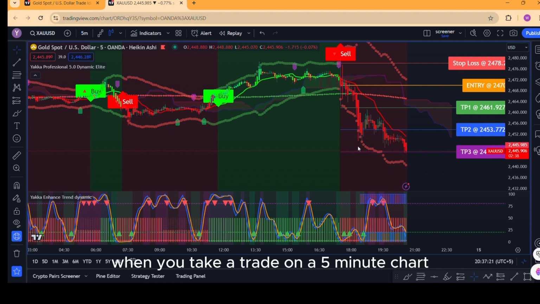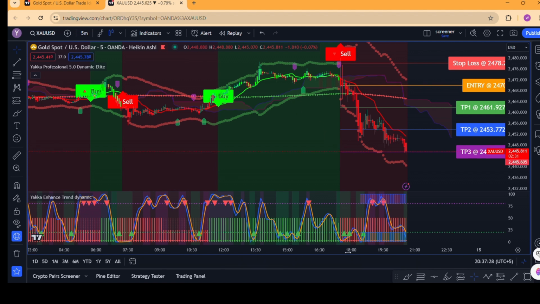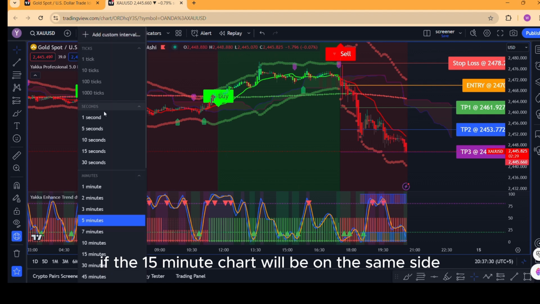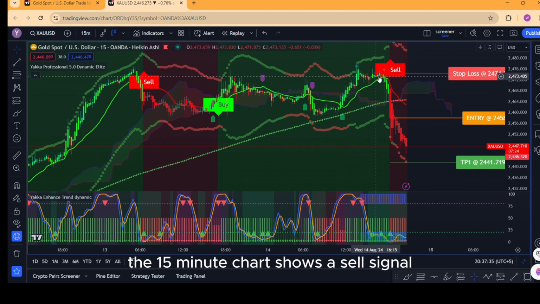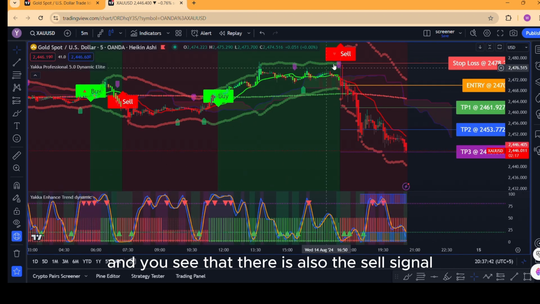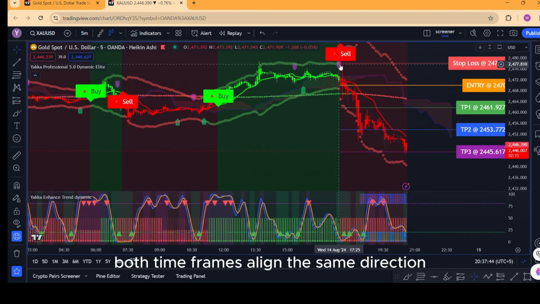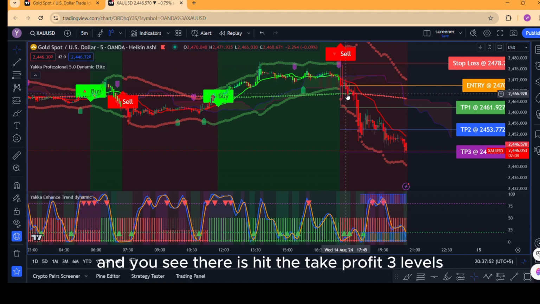When you take a trade on a 5-minute chart, remember one thing: you align the signals with the 15-minute chart. If the 15-minute chart is on the same side, the same direction, then you take the trade. The 15-minute chart shows a sell signal, and you come to the 5-minute chart and see there is also a sell signal. Both time frames align in the same direction. You take the 5-minute chart trade and you see it hits the 3 take profit levels.